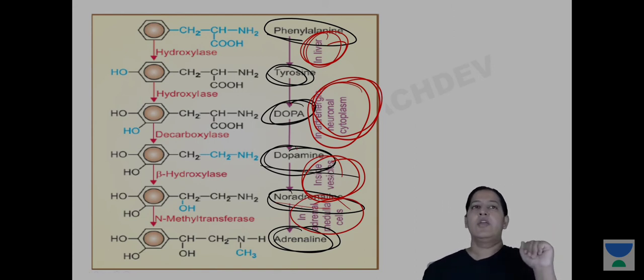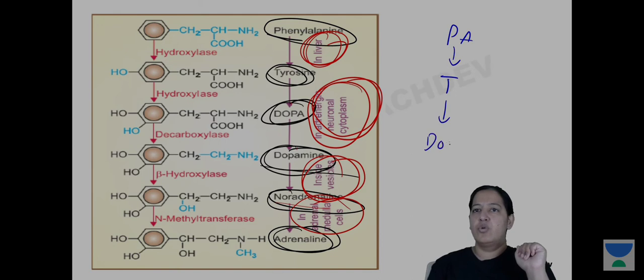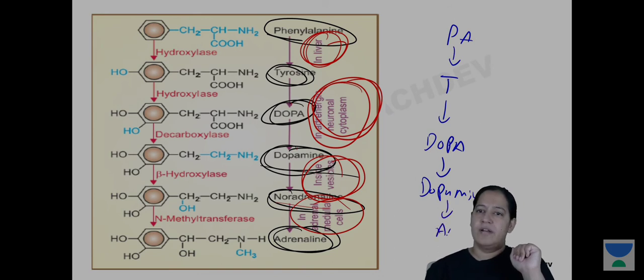One more thing you have to learn. What is the sequence? Phenylalanine is converted to tyrosine. It is converted to dopa. It is converted to dopamine. It is converted to noradrenaline. And it is converted to adrenaline. So these are the whole steps.